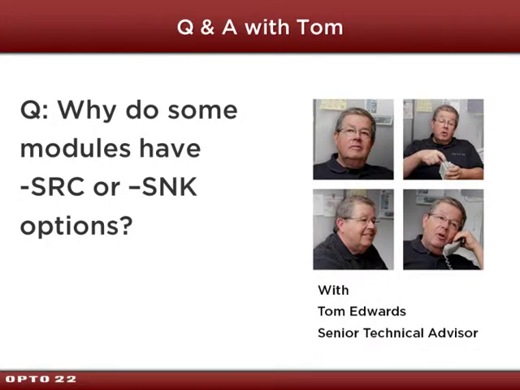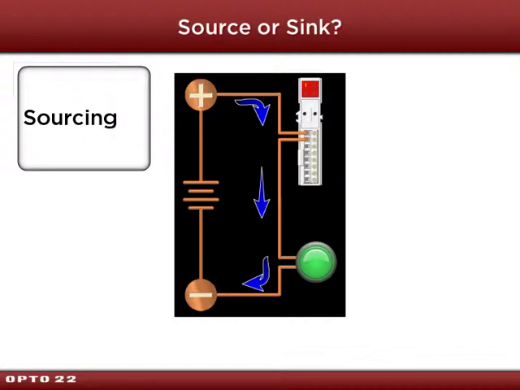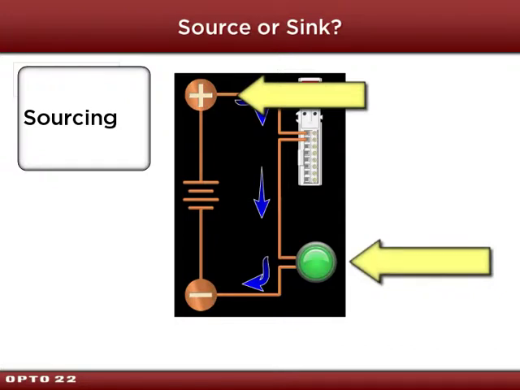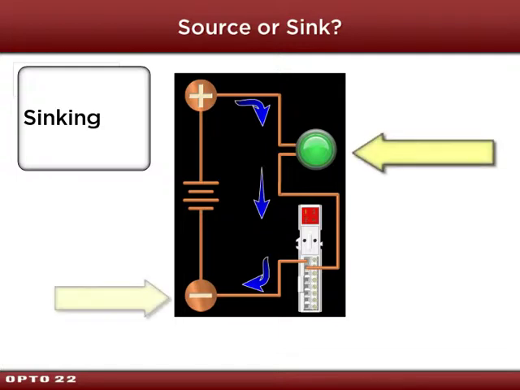Until we did the Snap I/O, where we have multiple inputs or outputs per module, all of our modules were sinking or sourcing, and it only depended on the way we hooked them up. But in a nutshell, sourcing refers to connecting or interrupting the voltage source between the plus voltage source and the device that you're driving. Sinking, on the other hand, refers to breaking the circuit, or opening and closing the circuit, between the device and the power ground.